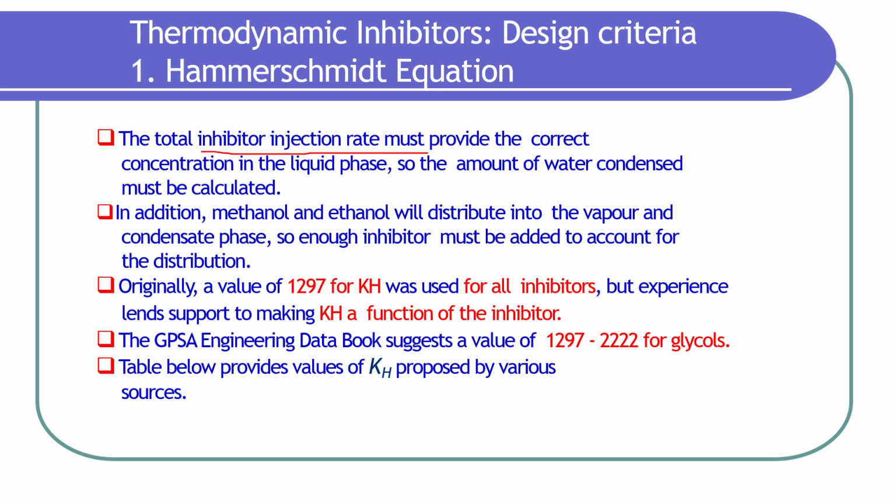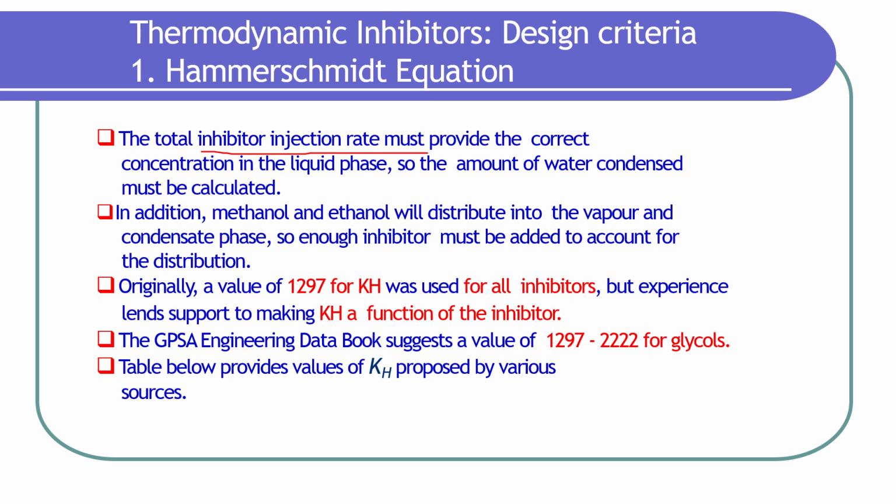The second thing to keep in mind is that all these chemicals, specifically methanol and ethanol, might also distribute into other phases. They are volatile, and they can also be found in the vapor phase and in the condensate phase, which means that you need to account in your calculation for the losses that will take place due to the evaporation of these chemicals.